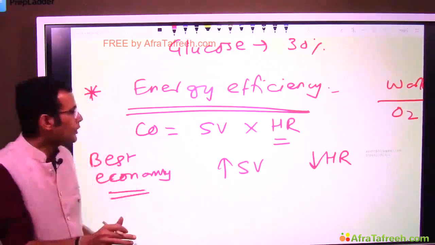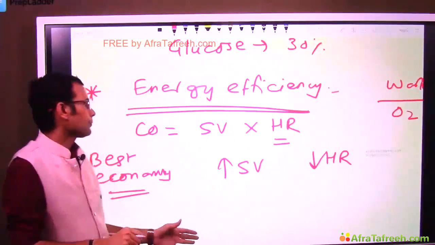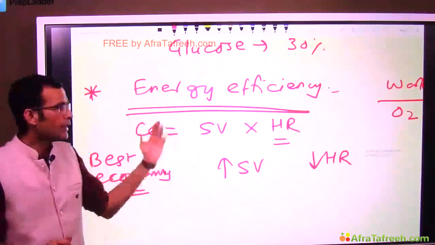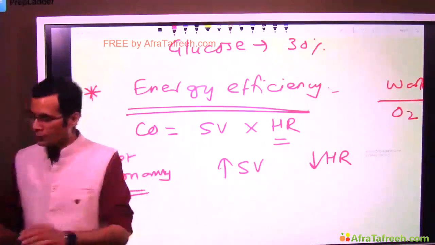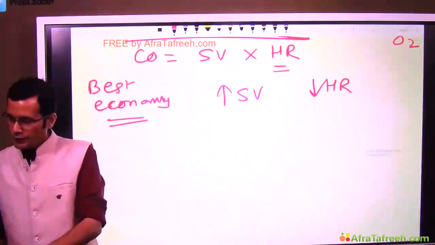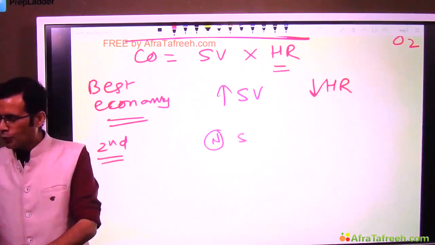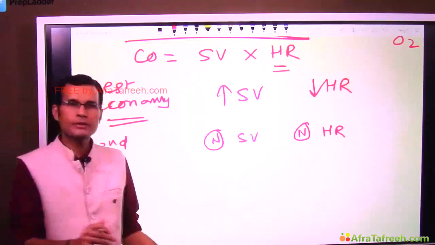Now best economy is when there is increased stroke volume and decreased heart rate. When the cardiac output is maintained with an increased stroke volume and a decreased heart rate, this is economically the best one. It will consume less oxygen and would produce a better work output. Then the second best is when there is a normal stroke volume and a normal heart rate. That's the second best economically.